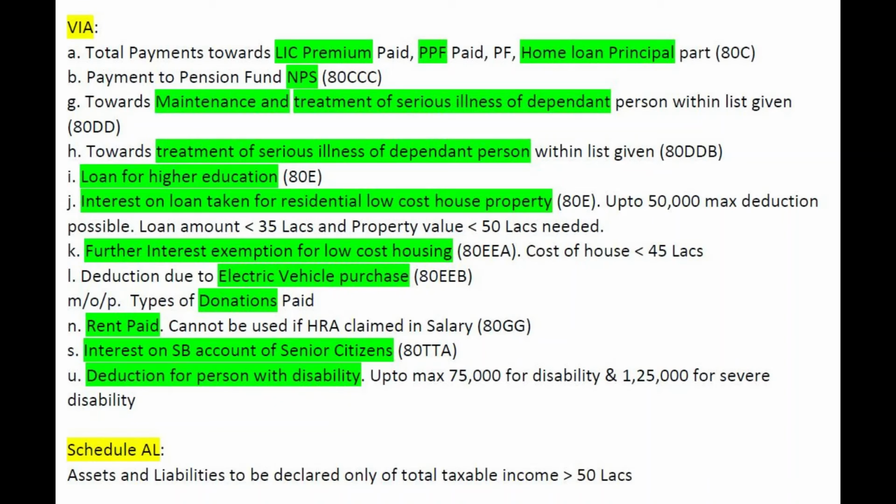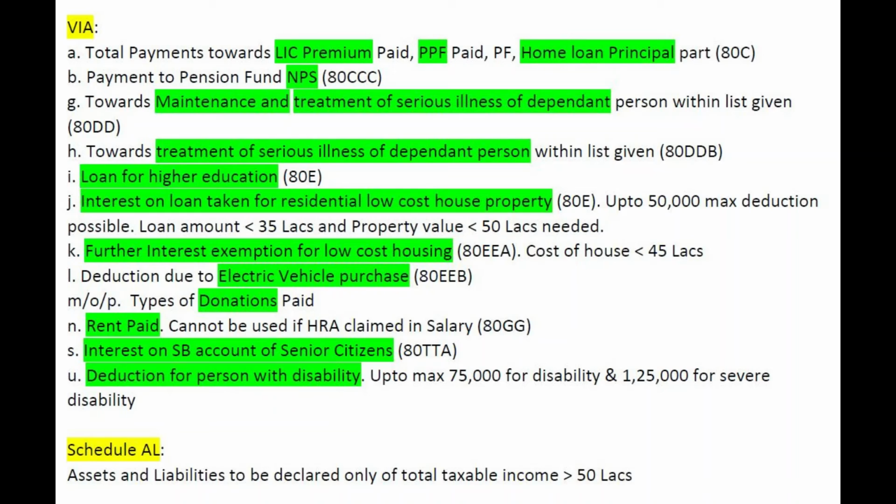N is for rent paid. This cannot be used if the HRA has been claimed in the salary. S is for interest on SP account of senior citizens. U is for deduction for person with disability.